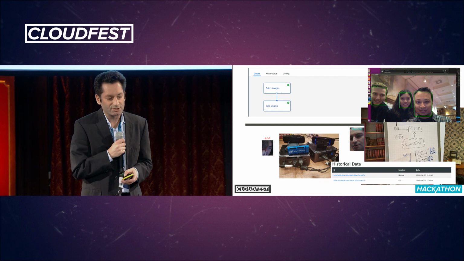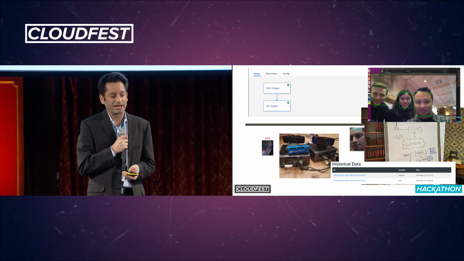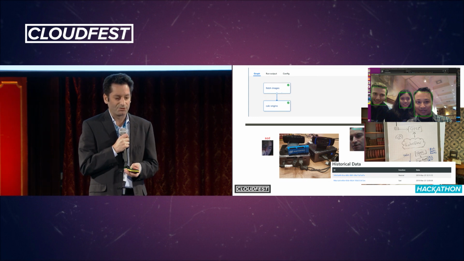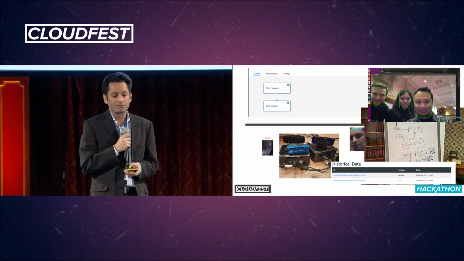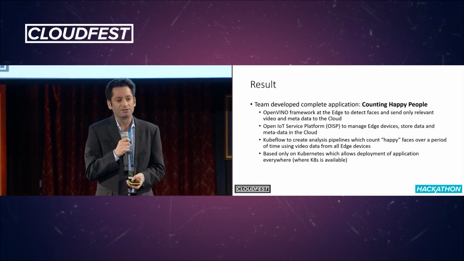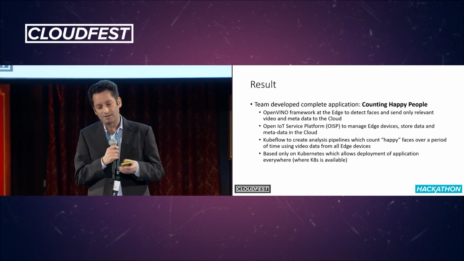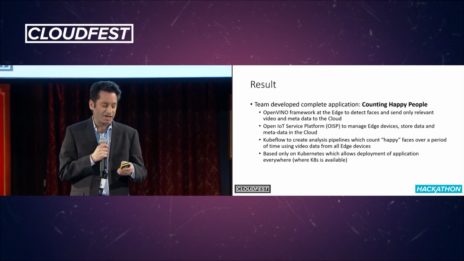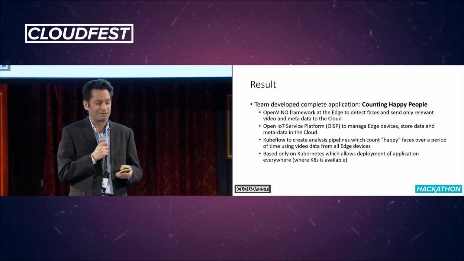Here you can see some examples. We took real hardware and put it around at the hackathon. The images were analyzed. We cut out, for instance, the faces and created pipelines in the cloud and brought it all together. So what was the result? We created an application called Counting Happy People. So we put cameras everywhere, and we cut out only the faces, sent them to the service, and checked whether they're happy or not, and created information about how many happy people have been there.